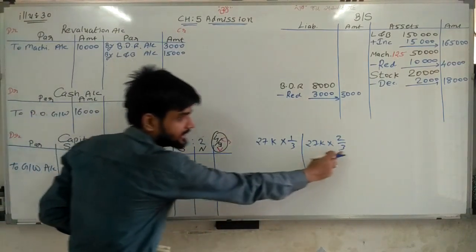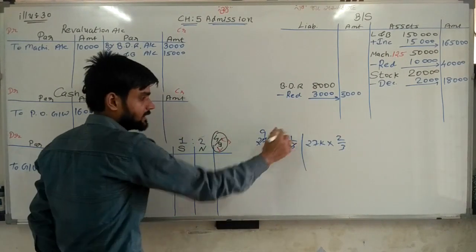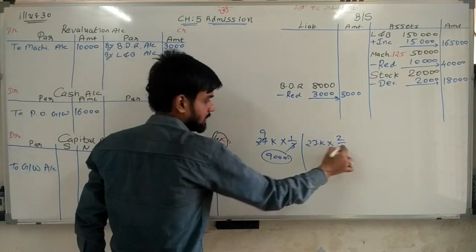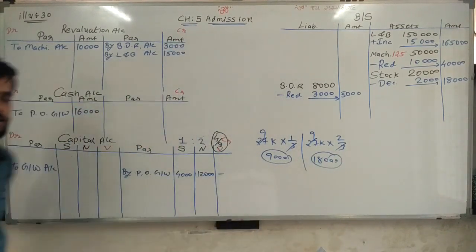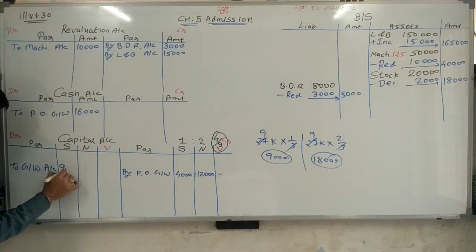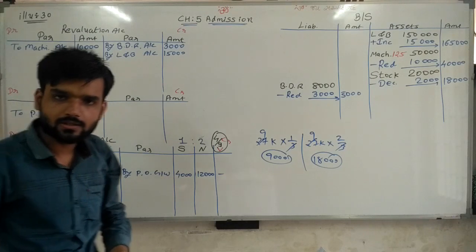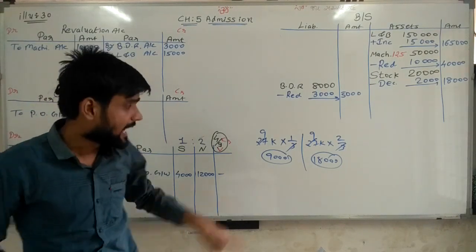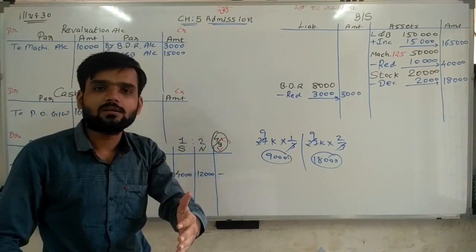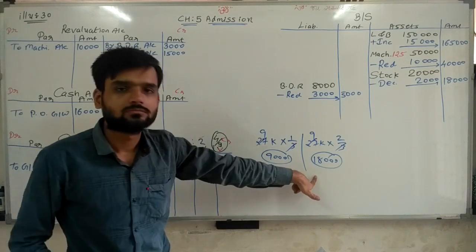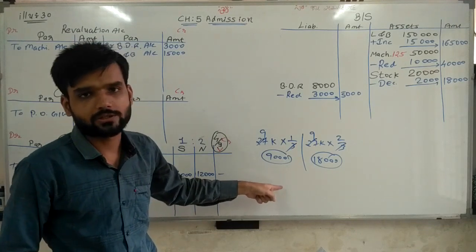So 1 plus 2 is 3, divided by 3. 1 and 2 as it is. 9 3s are 9, 1 is 9. Again 9 3s are 9, 2 are 18. So 9,000 and 18,000. Today is the last lecture of admission, and that's why I am calculating all these things, because some students cannot calculate this ratio, and that's why I try to explain and clear it.